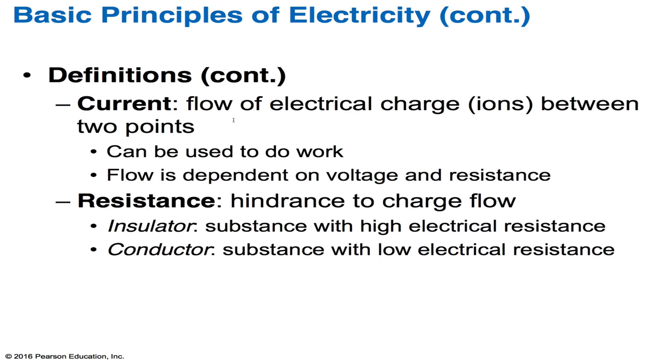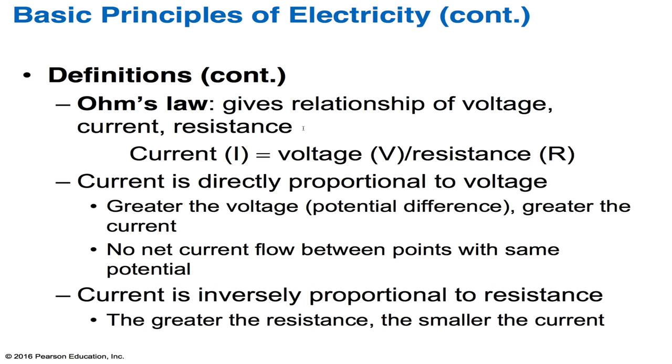The flow of electrical charge from one point to another is called a current, and current can be used to do work. The amount of charge that moves between the two points depends on two factors, voltage and resistance. Resistance is the hindrance to charge flow provided by substances through which the current must pass. Substances that have high electrical resistance are said to be insulators, while substances with lower electrical resistance are said to be conductors. The relationship between voltage, current, and resistance is given by Ohm's law.